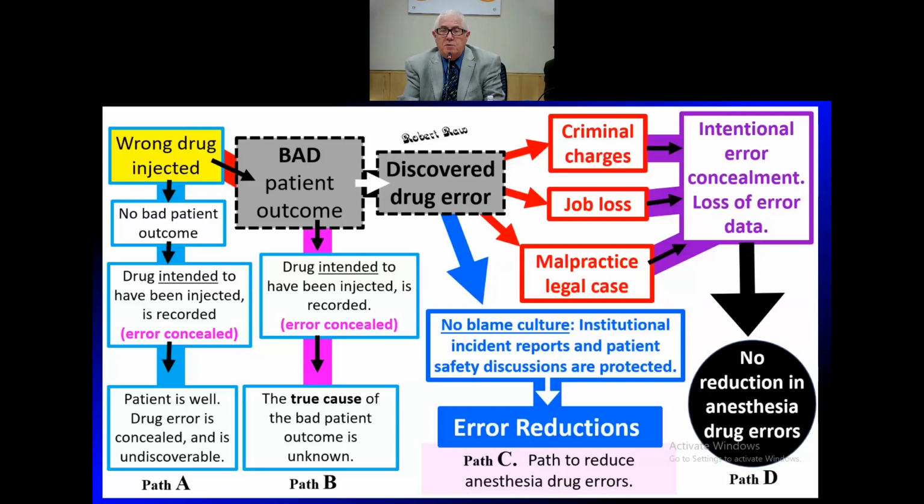So that brings us back to the blue boxes towards the bottom of the picture. We want to work in a no-blame culture where institutional incident reports and patient safety discussions are protected from discovery by lawyers. Ideally, only the safety officer should know the reporting anesthesiologist's name, and the head of department should not even know who made the reports. He should only get the summary of the report. So part C is the ideal. I've never practiced in such a system, but I wish I had.